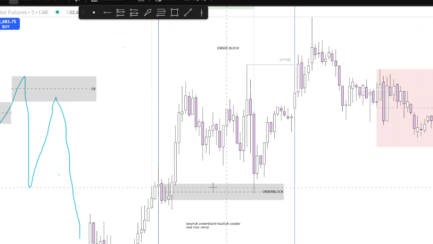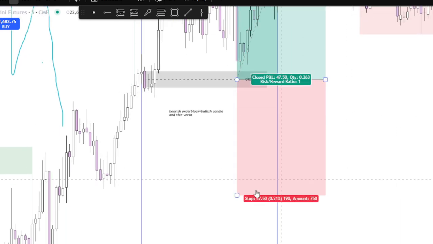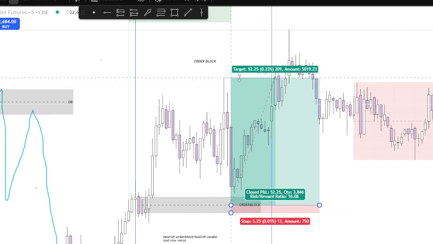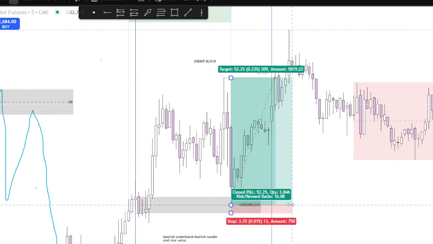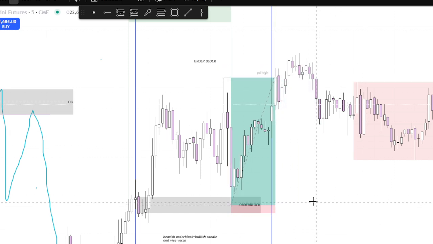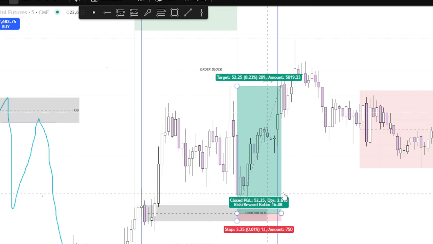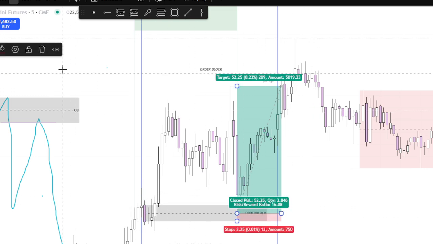Now, we see that we listed this out. This is a very nice example. You could have entered on the consequent encroachment, the 50% line, put stop loss at the end of that order block and targeted the previous day high for very good RR, for a 1-16, and you're getting 50 points for 3 points loss. That's a very good example of an order block that I found, and I can give you guys a little bit of sauce on a better order block, but that's what you need to know.